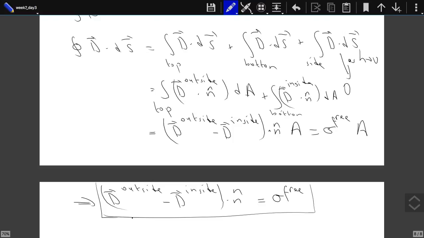Well, for most practical applications like this window and the atmosphere, there are no free charges over there. We didn't put any charges over there. So sigma free is 0. So the perpendicular component of the displacement field will also be continuous. The parallel component of the electric field will be continuous. The perpendicular component of the displacement field will be continuous. But the electric field will not be continuous still.